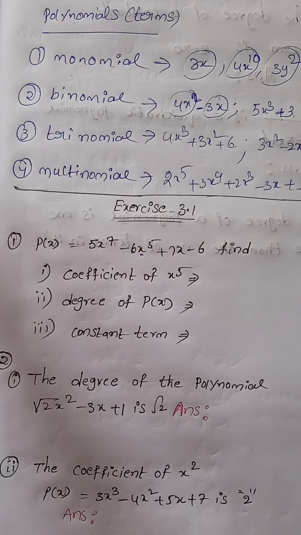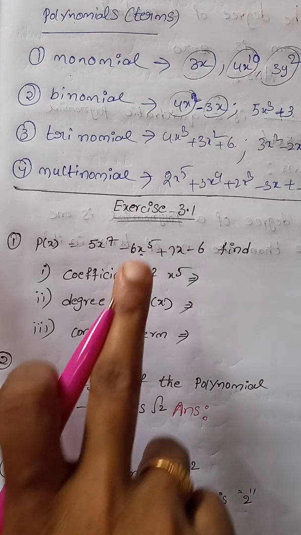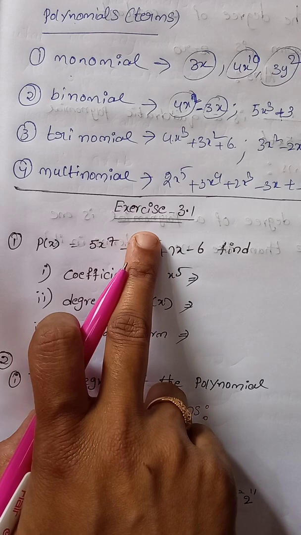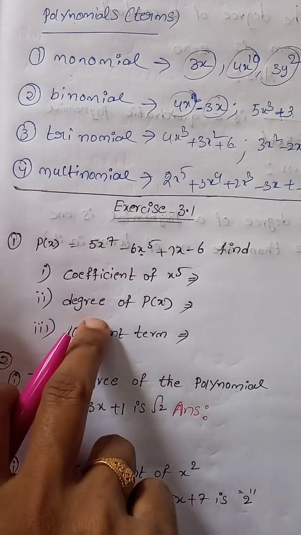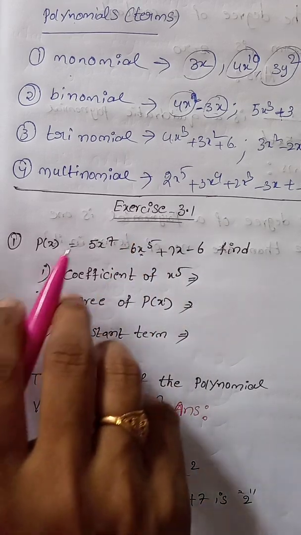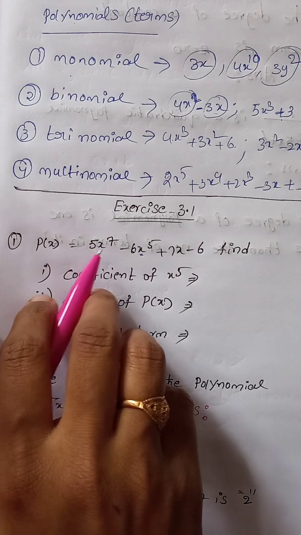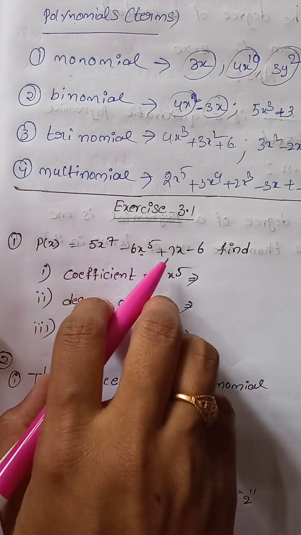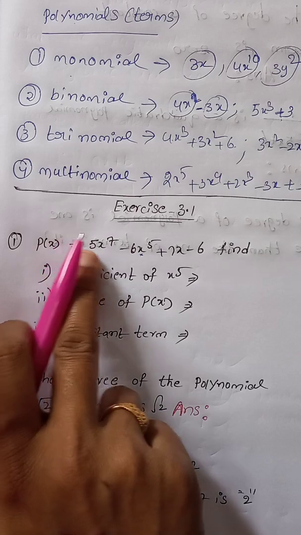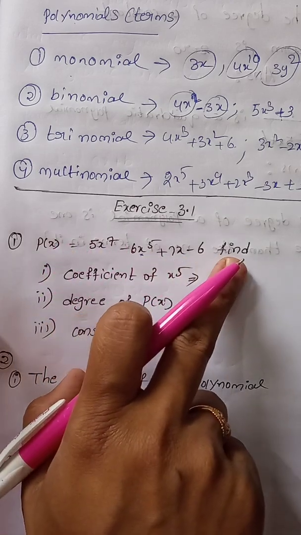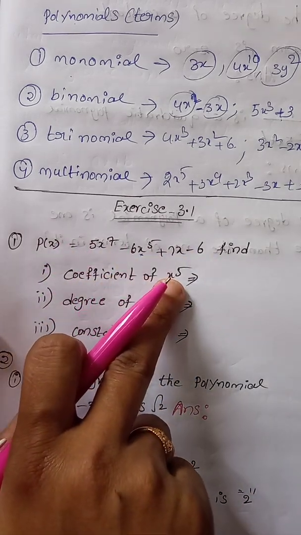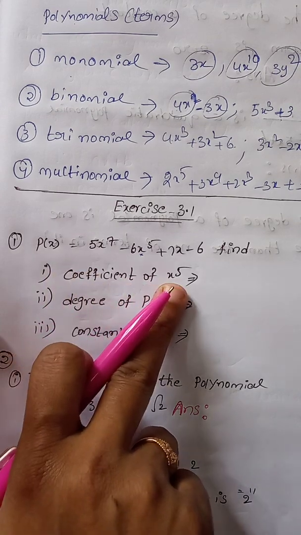Children, today we are going to solve problems of exercise 3.1 of Polynomials, chapter 3, class 10. What is the first bit? If p of x equals 5x power 7 minus 6x power 5 plus 7x minus 6, this is a given polynomial. Find the coefficient of x power 5.